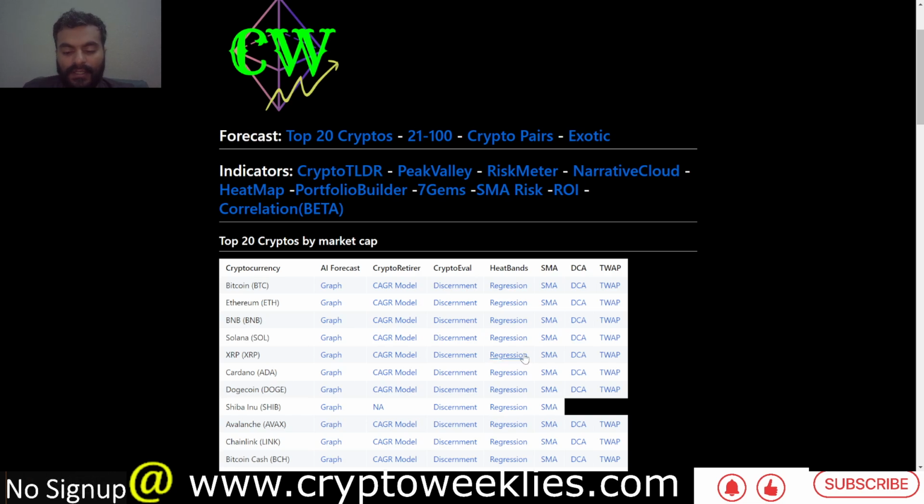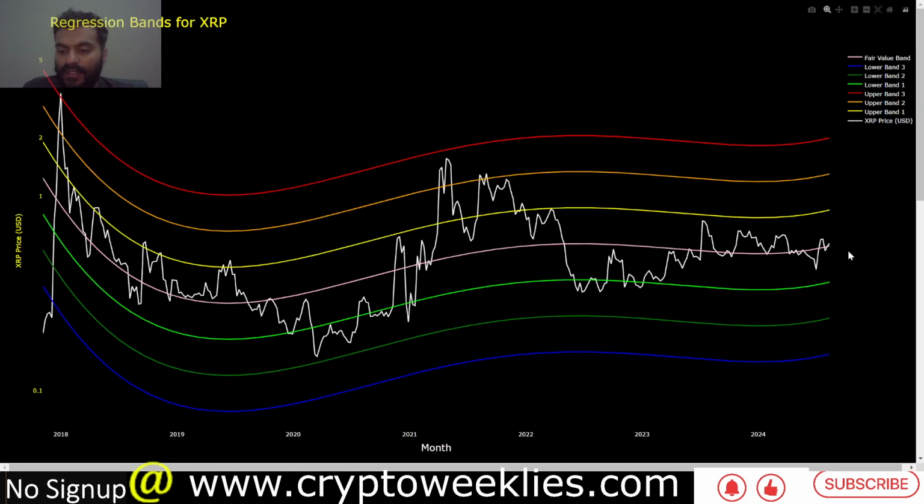In terms of the regression analysis, for XRP right now, price action at around 57 cents, as we saw. The fair value per our polynomial regression function, this is the pink line in the middle, the fair value at around 55 cents. From the fair value perspective, there are three lines to the upside, which are the 1 standard deviation, 2 standard deviation, 3 standard deviation residuals, as well as to the bottom in green, light green, dark green, and blue, the 1 standard deviation, 2 standard deviation, 3 standard deviation bottom.